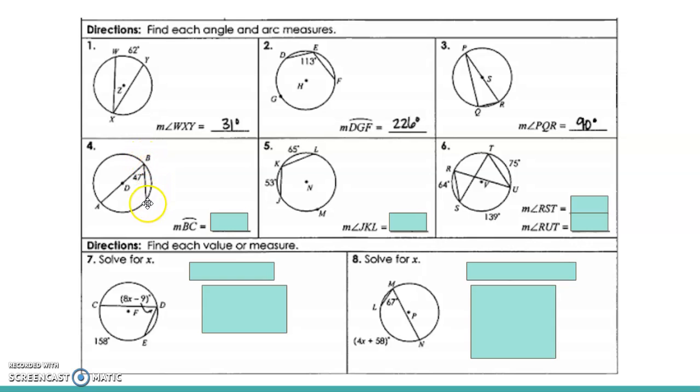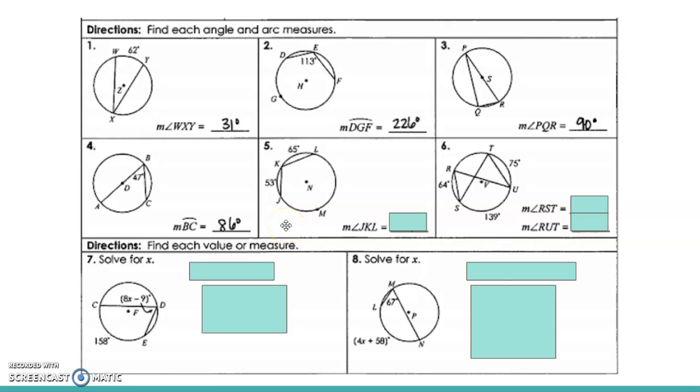So before we can find the arc of B to C, we actually need to figure out AC. That way we can subtract it from 180 degrees. They gave me my inscribed angle is 47 degrees, so I'm going to double that in order to find AC is 94. And then I can subtract 94 from 180 to find that BC is going to be 86 degrees.